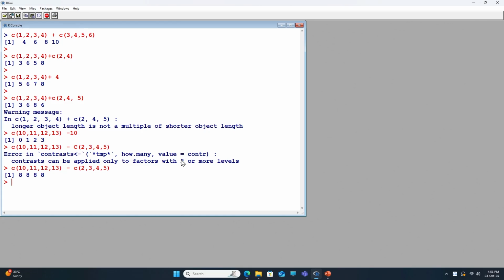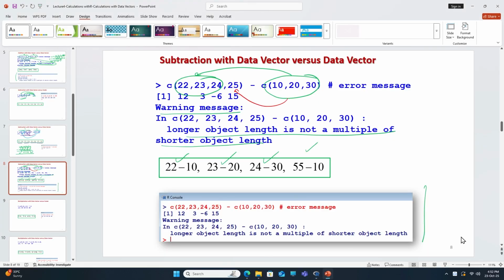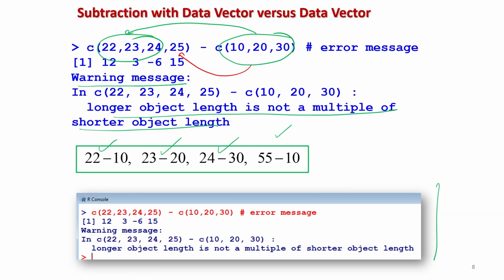And if you reduce the length of the data vector, even then there is no problem. It will give you the values 8, 8, 10, 10. So you can see it's not difficult to understand these things in the R console. Let us come back to our slides and try to understand other operations.